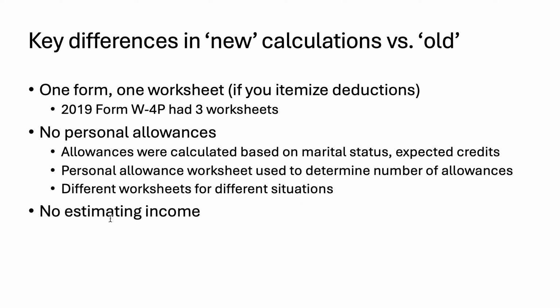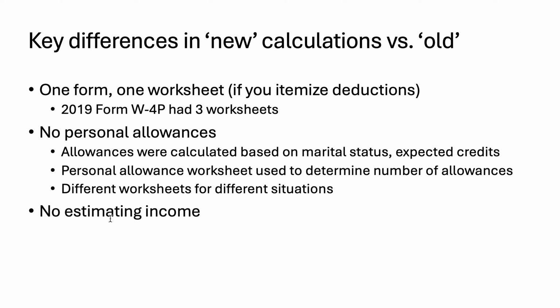There are no personal allowances. If you remember where you had to count 1 for yourself and 1 for your spouse, and then determine if you were possibly eligible for certain tax credits or based on your marital status, all of that is out the window. You used to have different worksheets for different tax situations. You would use one worksheet if you had multiple jobs. All of that is gone. No more personal allowances. The new form W-4P is a little bit more straightforward in that regard.